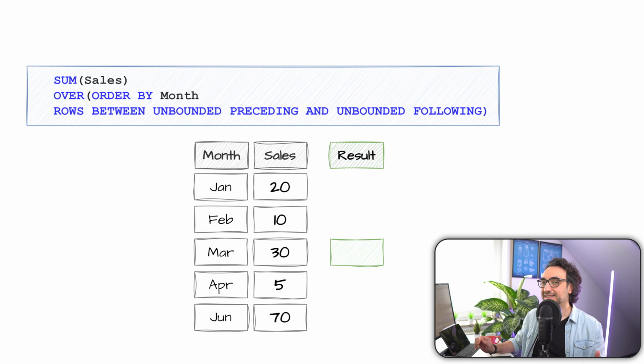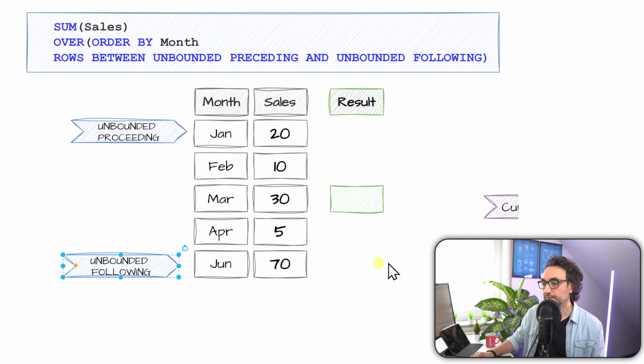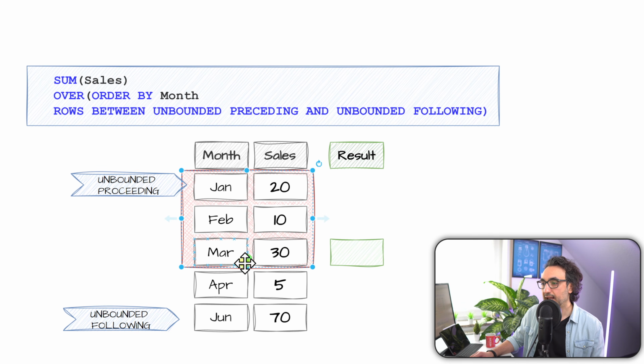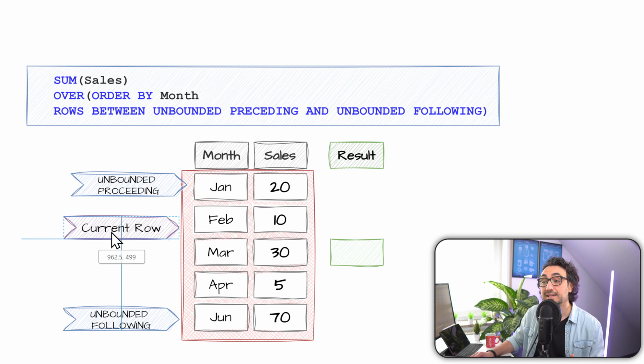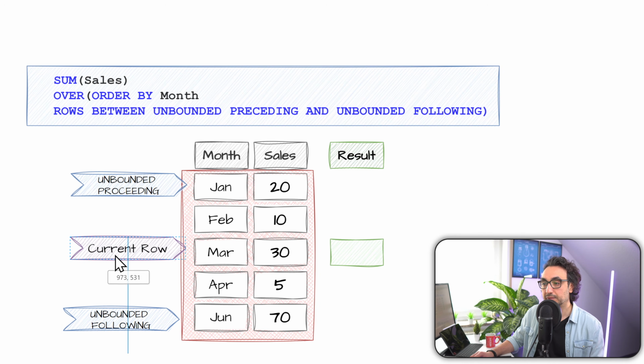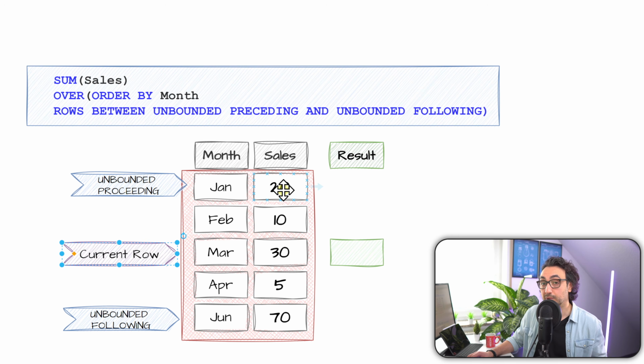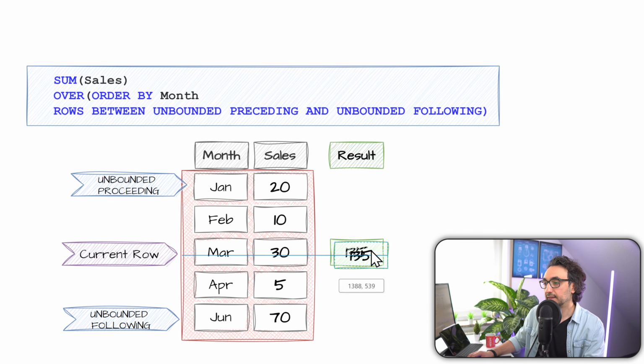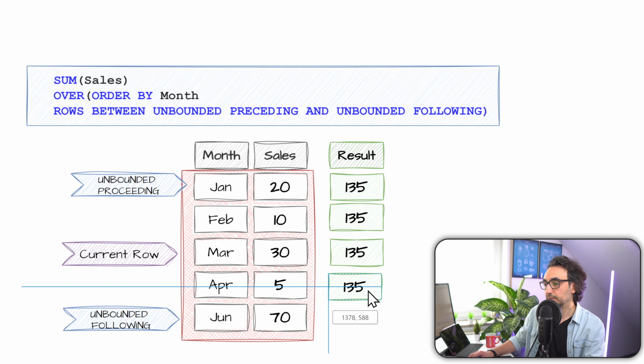All right, so now I think you already get it. What's going to be the last option? We're going to have everything. So the definition of the frame is going to be rows between unbounded preceding and unbounded following. What we're going to have over here, the unbounded preceding is January, and the unbounded following is June. And now the frame is going to be everything, all the rows, and it doesn't matter where we are with the current row, it's always going to be a fixed subset, so it's always going to be everything. So if we are over here or February or March, we're going to be considering all rows, and the total sales of that is going to be 135. So we will get the exact same result for all rows.